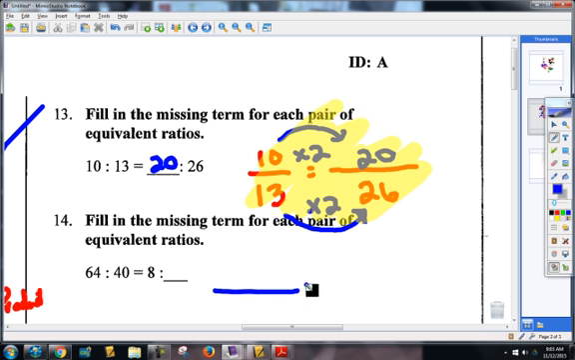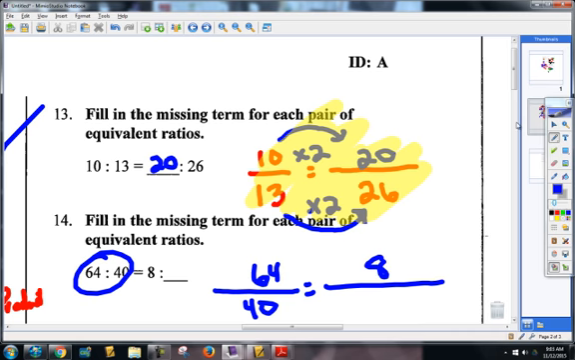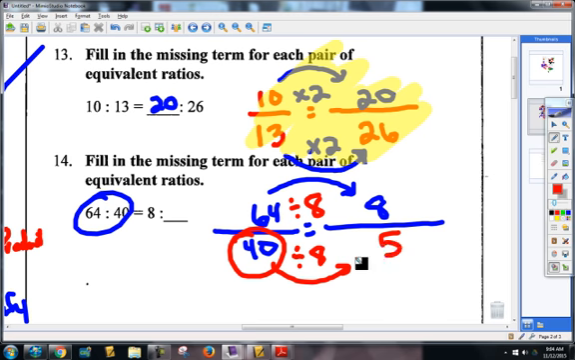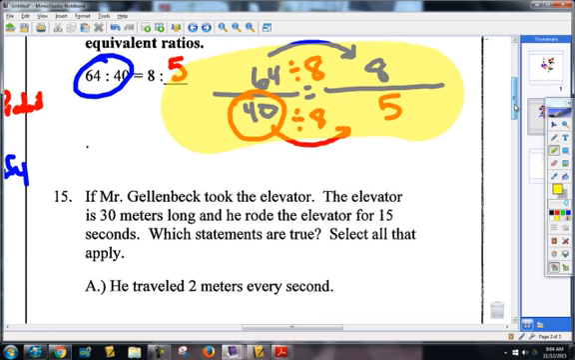Okay, here, I got the ratio 64 to 40. That's from that right there. And then I have 8, and then I have a blank. What am I doing to go from 64 to 8? Divided by 8. Dividing by 8. So remember, order matters when you're doing division. If it says divide 8, you can't do 8 divided by 40. It's this divided by 8, which is going to give me 5. Again, if you didn't have it in fraction form, please write it now so that you can have it for the test.